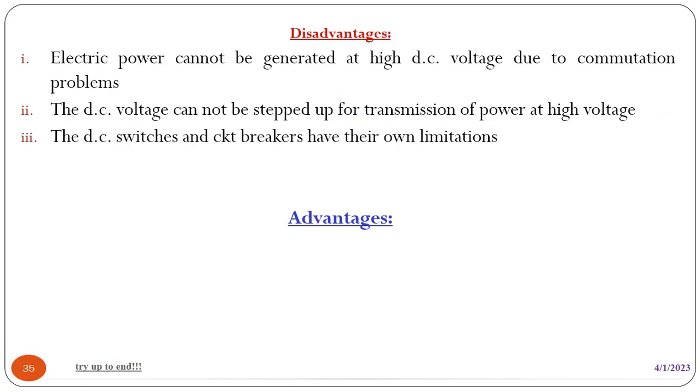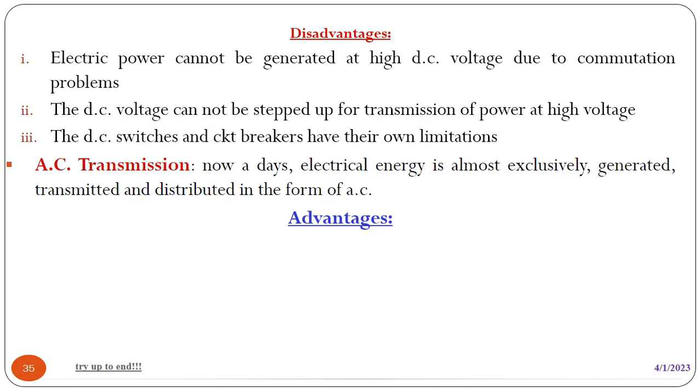The disadvantages: electric power cannot be generated at high DC voltage due to commutation problems. The DC voltage cannot be stepped up easily for transmission of power at a high voltage, and DC switches and circuit breakers have their own limitations.